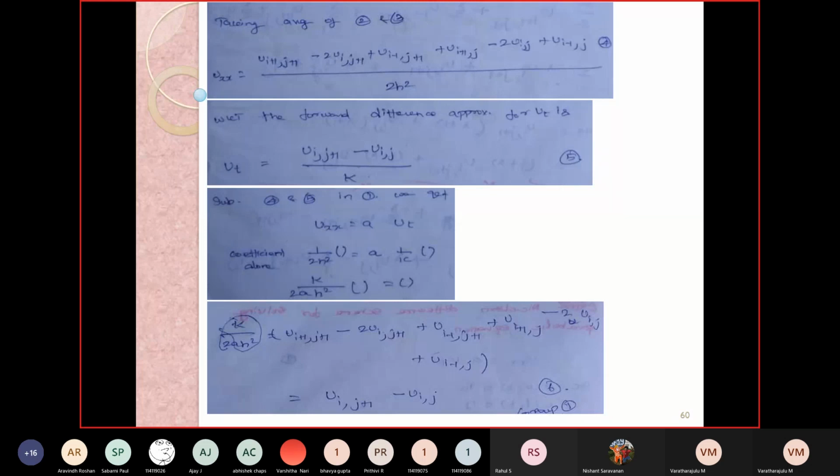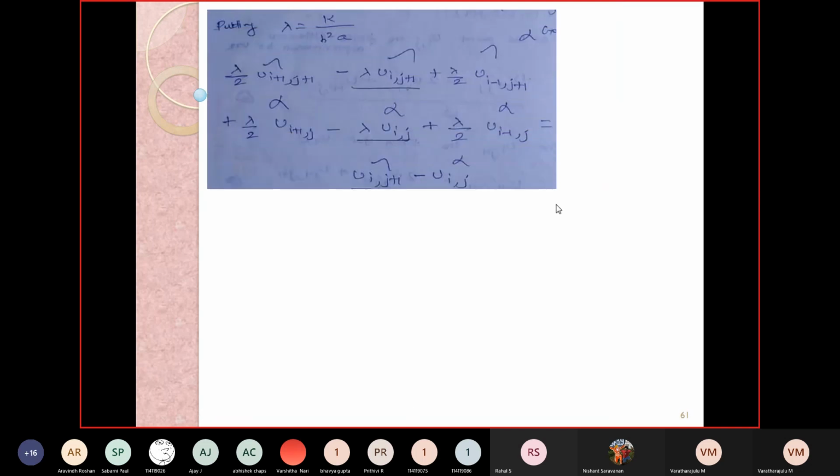So the 1 by 2 in addition over the last step. This is the LHS, and this is the RHS. Instead of k by h square, I am introducing lambda, therefore lambda by 2, minus lambda, lambda by 2, and the RHS we have.